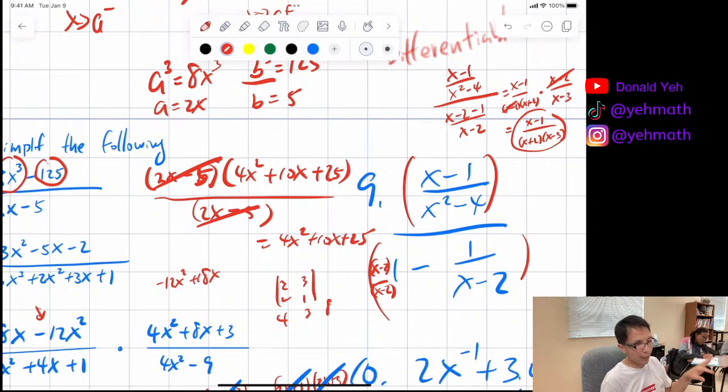And I always leave it in factored form. I do not distribute, because factored form gives you a lot of advantages. What I mean by advantages is you can find the vertical asymptote, the y-intercept, and the x-intercept much better and much faster, rather than that.